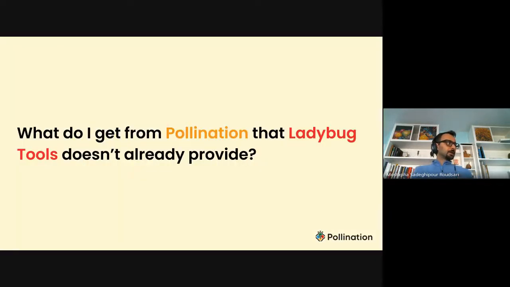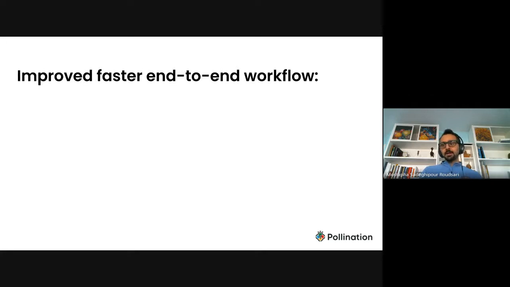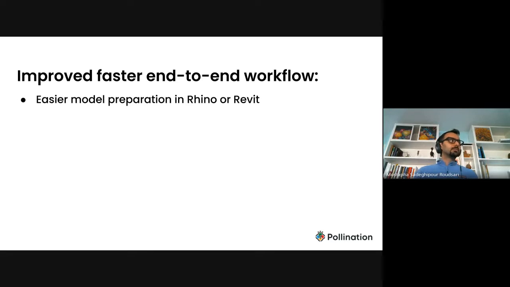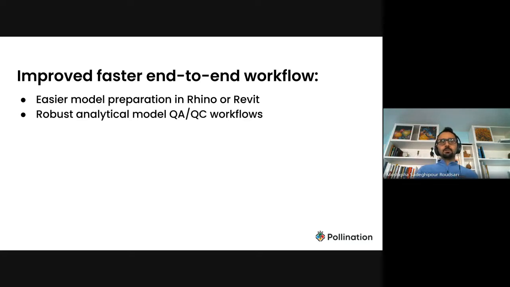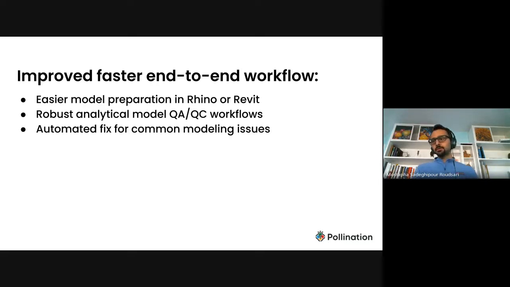Another question, kind of a follow-up, was: what do I get from Pollination that Ladybug Tools doesn't already provide? Hopefully I did the animation correctly. Generally speaking, Pollination gives you an improved, faster end-to-end workflow. It's easier to do model preparation in Rhino and Revit. It gives you a robust analytical model QA/QC workflow that Ladybug Tools doesn't provide.